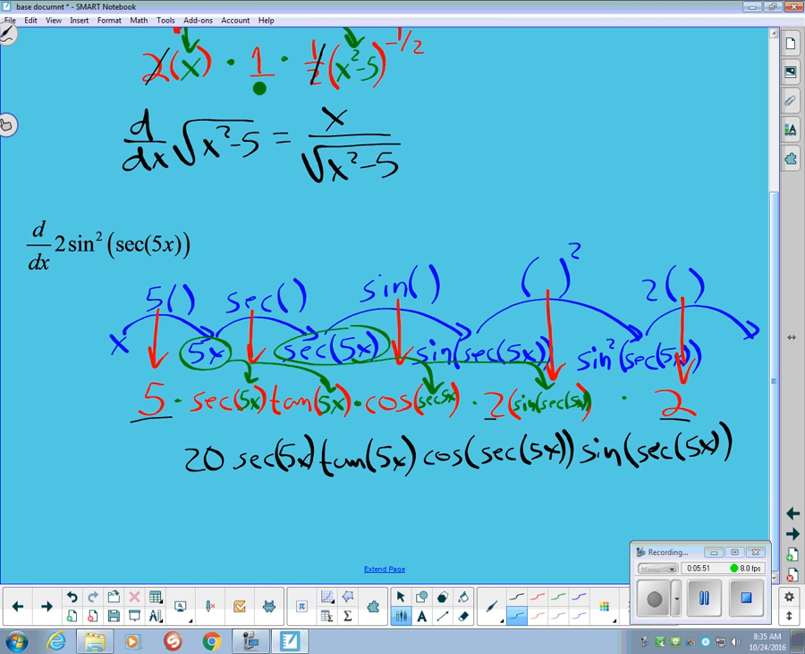So I have all of those pieces. If I look through, I don't see anything there that I can combine together. So this is the derivative with respect to x of 2 sine squared of the secant of 5x. Just that easy.